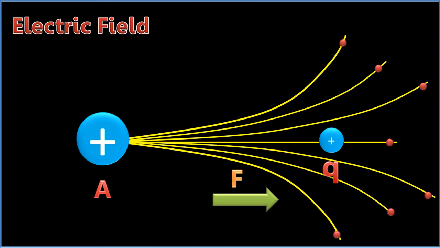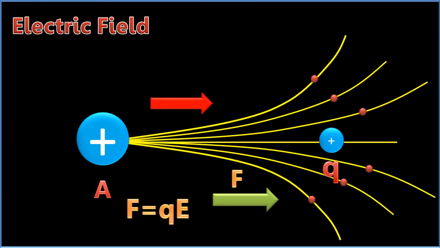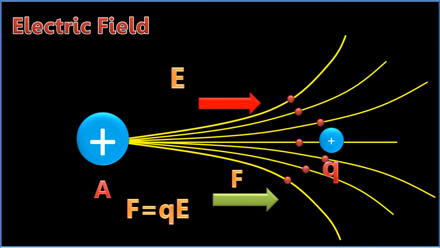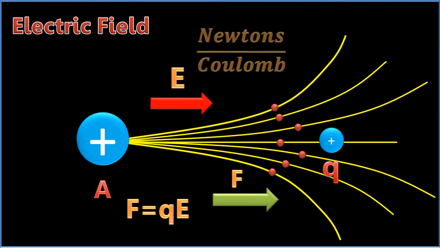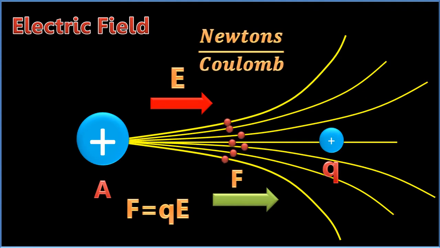If F is the force acting on test charge Q placed at a point in an electric field, then the electric field at that point is E equal to F by Q, or F is equal to QE. The electric field is a vector quantity, and since F is equal to QE, the direction of E is the direction of F. A unit of electric field is Newton per Coulomb.